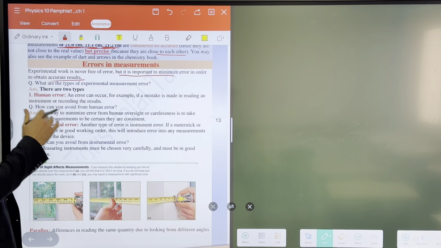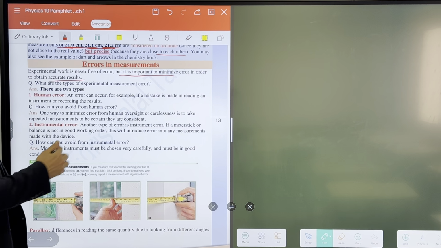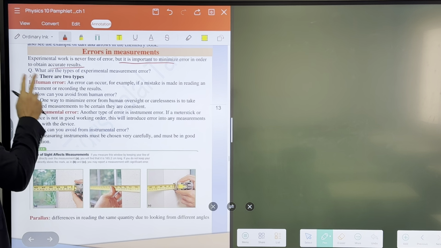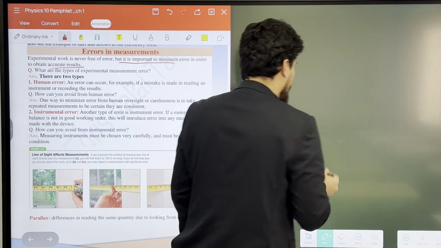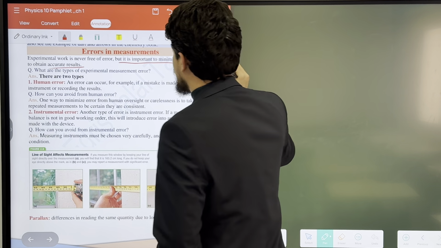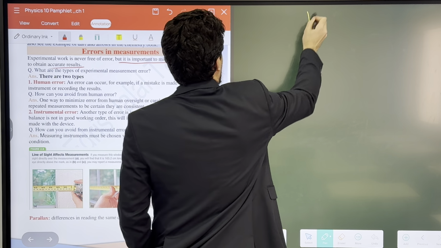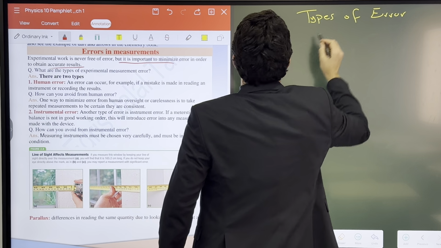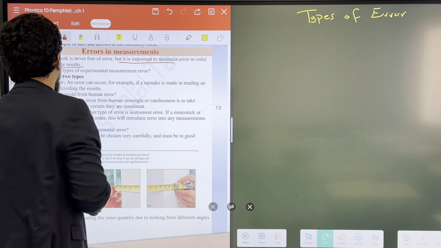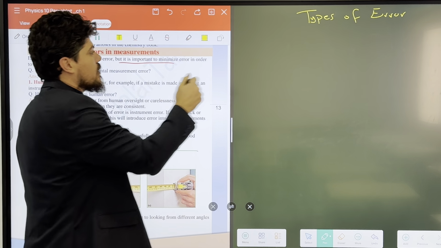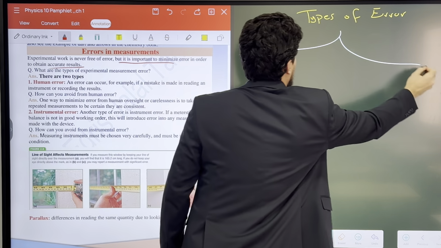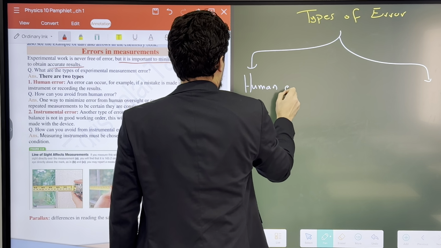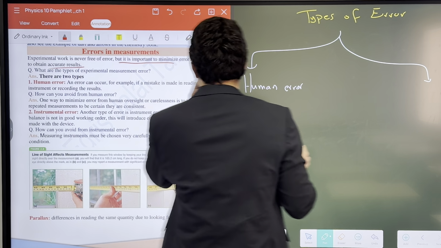It's important to minimize the error in order to obtain accurate results. Scientists always try to minimize what? The error, in order to obtain accurate results. What are the types of experimental errors? How many types of error do we have? We have two types of error. The first one, the human error, and the second one, instrumental error.